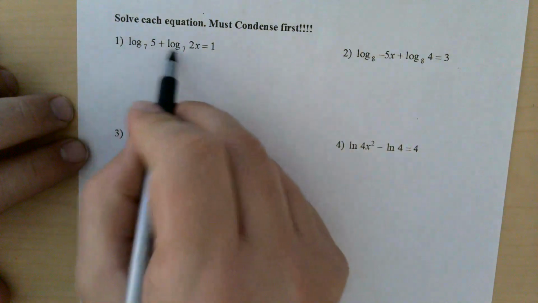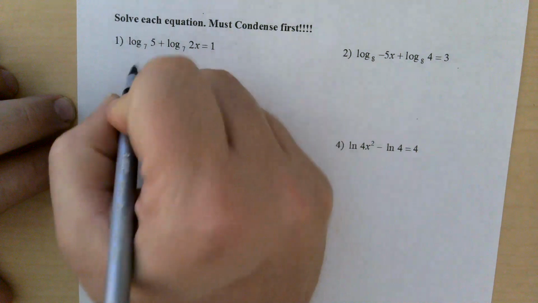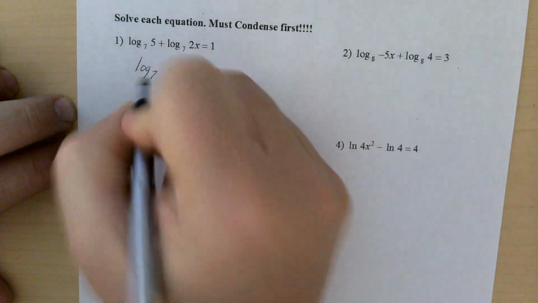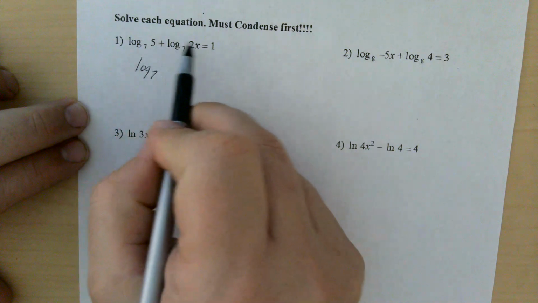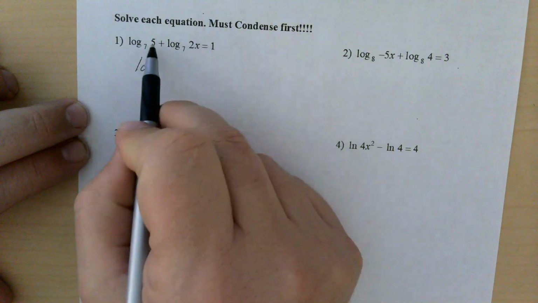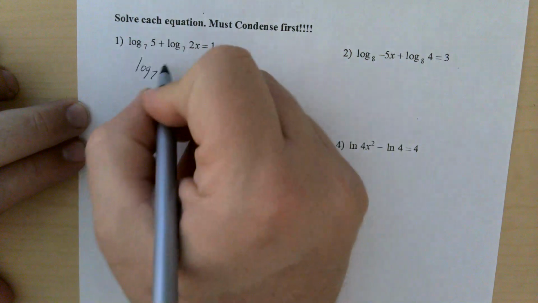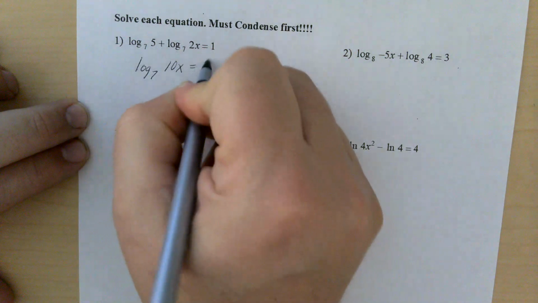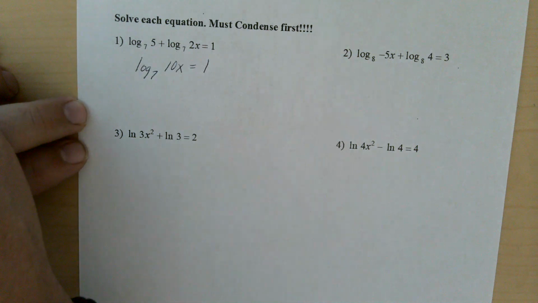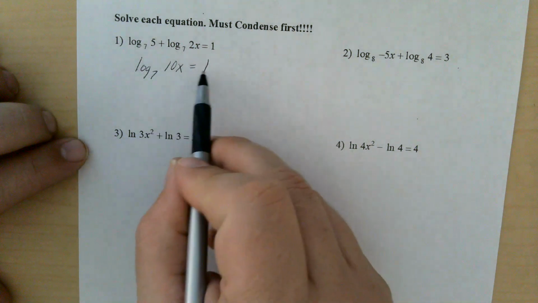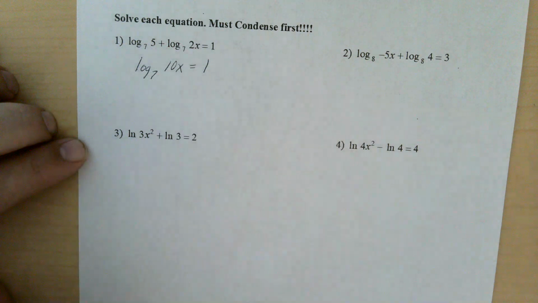The first move I need to do for number one is to write this as a single log. So log base 7. When we see a plus sign, you just have to realize you're multiplying these two things. So 5 and 2x is really a 10x, and that should equal 1. Now it's real easy to get rid of log base 7. I can exponentiate, or I could just rewrite this in exponential form. 7's my base, 1's my power, and it's going to equal 10x.